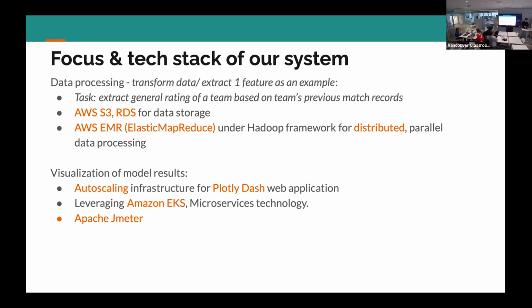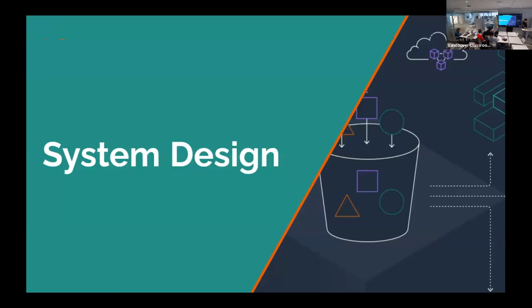And we will use AWS S3 and RDS for data storage, and AWS EMR, Elastic MapReduce under the Hadoop framework, to do the distributed data processing. For the visualization tool, we will use the Autoscaling tool from AWS, and we will visualize with a Plotly Dash web app. And Amazon EKS will be used to make it scalable. The test will be conducted with Apache JMeter. So starting with the design.